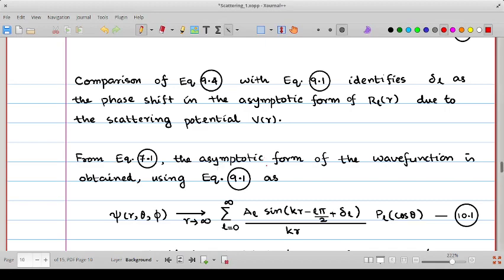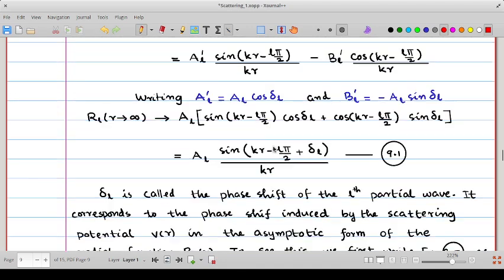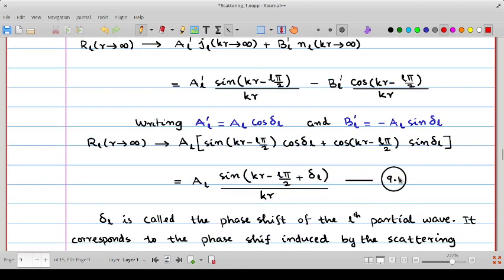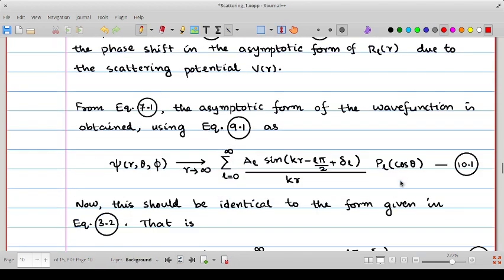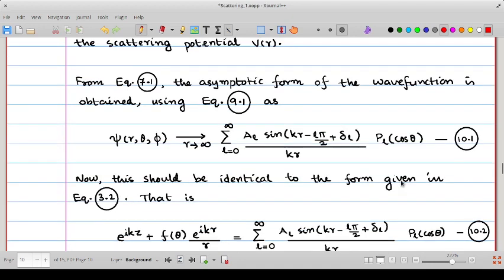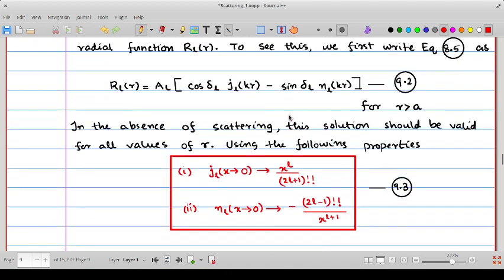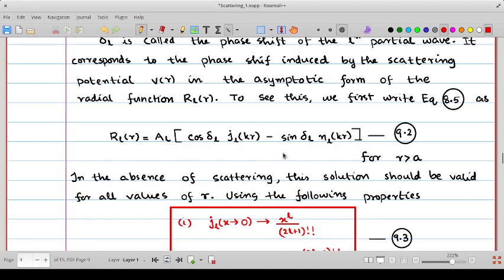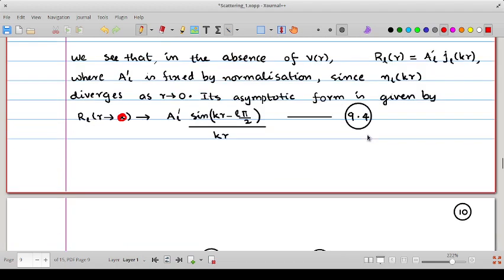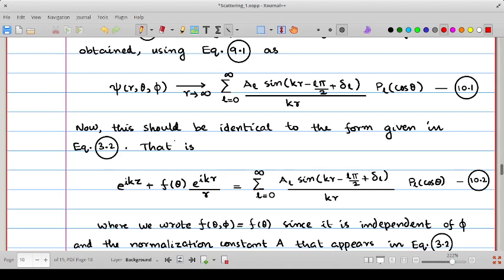We now find out the scattering amplitude from the asymptotic form of the solution that we obtained over here. The general solution corresponding to the scattered wave can now be written as, r tends to infinity, psi of r, theta, phi is the sum of the solutions corresponding to this radial function multiplied by P L cos theta and summed over all possible values of L. So that will give us the sum over L running from 0 to infinity of A L sin of (k r minus L pi by 2 plus delta L) by k r times the Legendre polynomials P L cos theta.